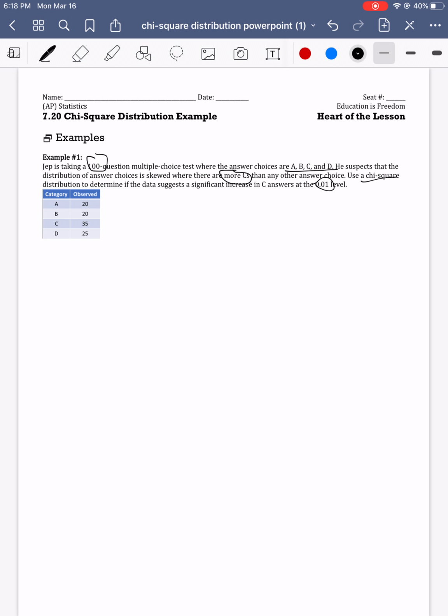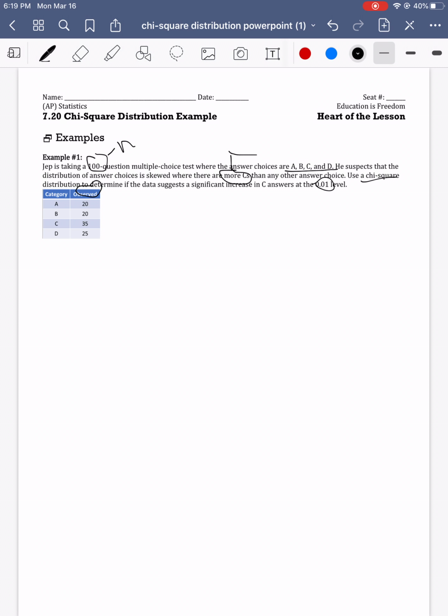So when I look at this, I see that, yes, we're taking 100 multiple choice tests, so this is probably going to be my n. And then I don't have any other numbers given to me. So I don't have a mean. I don't have proportions given to me. I do have this table, and I do see that it says observed. So that is a good indication that we're looking at chi-squared as well.